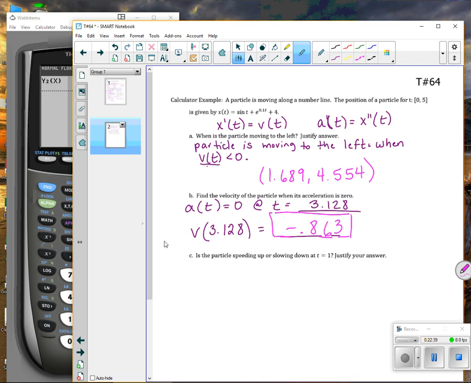All right, last one. Is the particle speeding up or slowing down at t equals 1? Justify your answer. We've done one like this, but again, we're going to use the calculator. What would you have to write down? What is it dependent upon? Remember, if they ask you about speeding up or slowing down, you have to look at two different things. You have to look at the velocity at 1, and you have to look at the acceleration at 1. You're going to use your calculator to get those values, and it's dependent on the signs. If the signs are the same, the particle is speeding up. If the signs are opposite, it is slowing down.